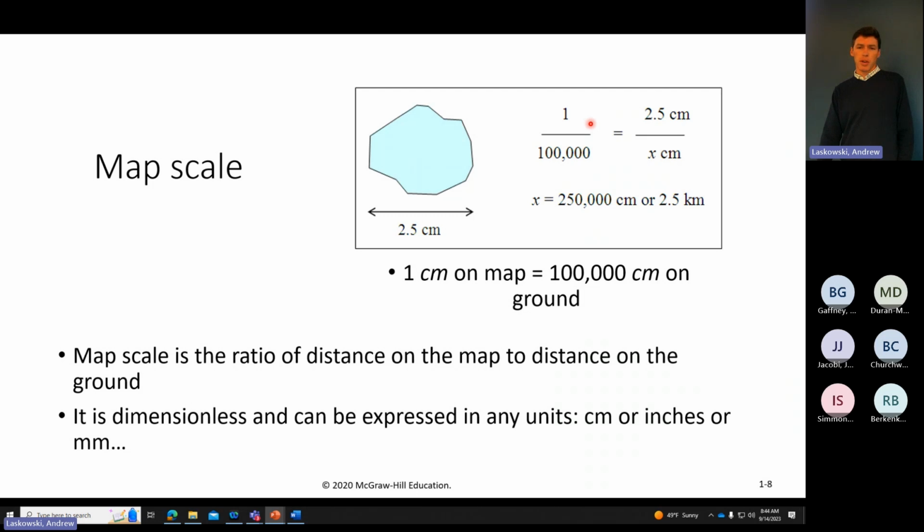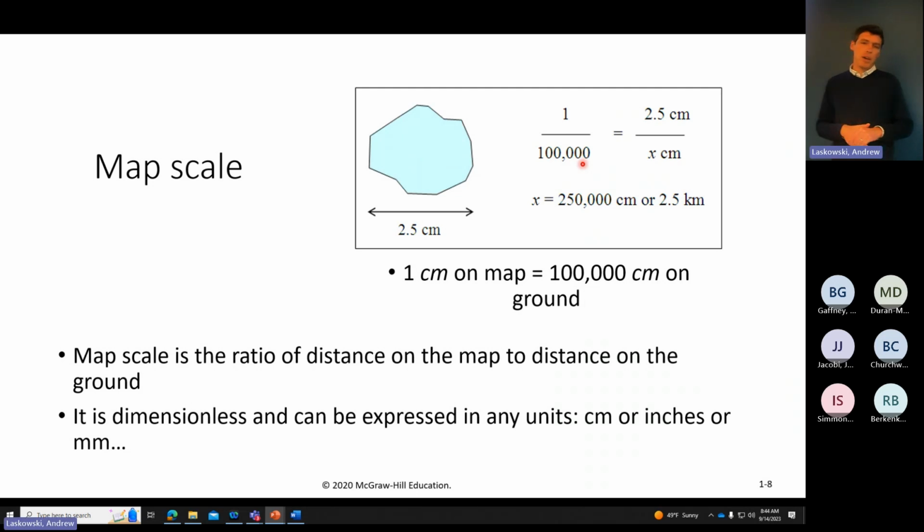So for a 1 to 100,000 map, 1 centimeter on the printed map, assuming that the person printed it on the right size sheet of paper, is equivalent to 100,000 centimeters on the ground or in reality. Or you could measure 1 meter on your map, and that would convert to 100,000 meters, right? The units, as long as they're the same on the numerator and the denominator, or on both sides of that fractional scale, you can use any units you would like. You can also use inches, right? 1 inch is equal to 100,000 inches.